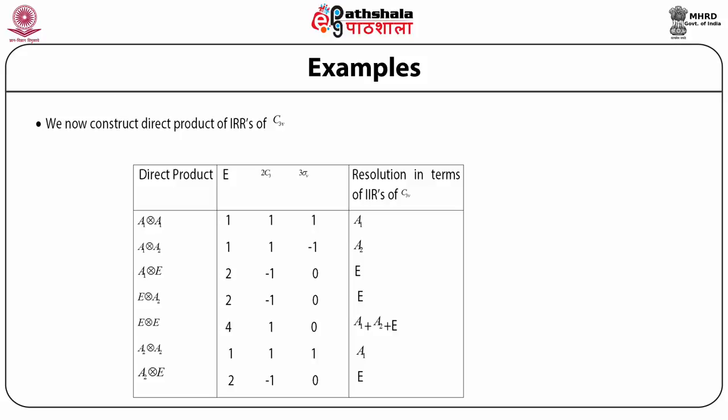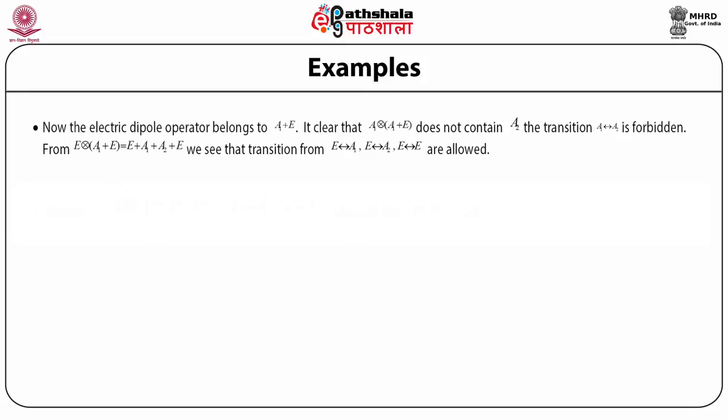So what do we learn from this? Since the electric dipole operator has components x, y, z, which belong to the representations A1 and E, the electric dipole operator belongs to the representation A1 plus E. It is now clear that A1 cross (A1 plus E) does not contain A2, therefore the transition A1 going to A2 is forbidden. From E cross (A1 plus E), which is equal to E plus A1 plus A2 plus E, we see that the transitions from E to A1, E to A2, as well as from E to itself are all allowed.